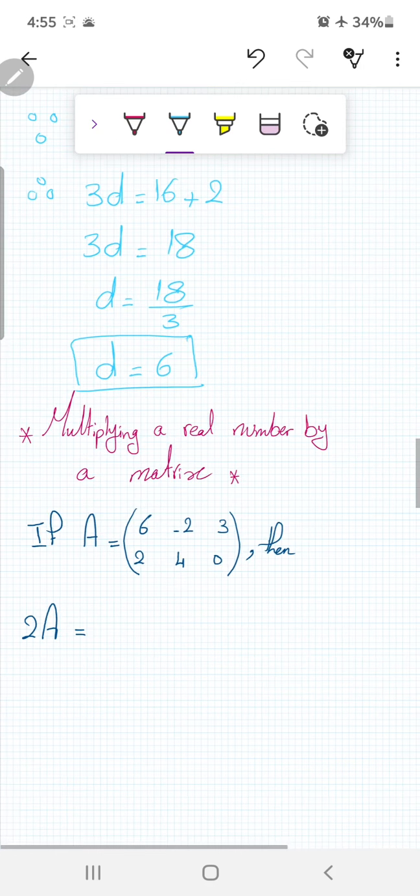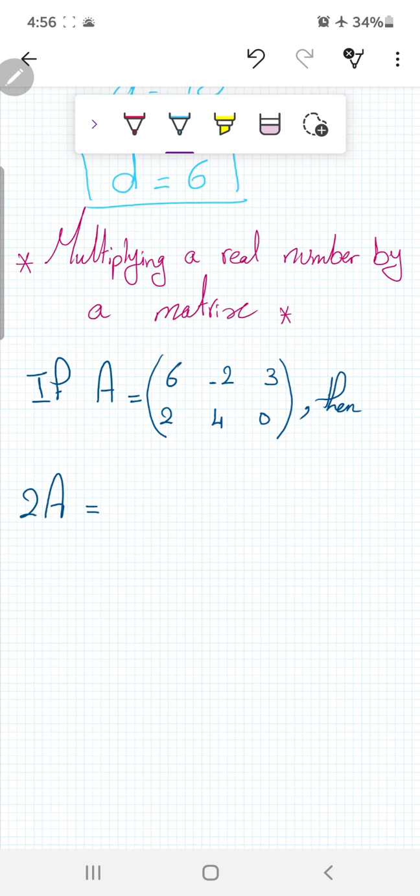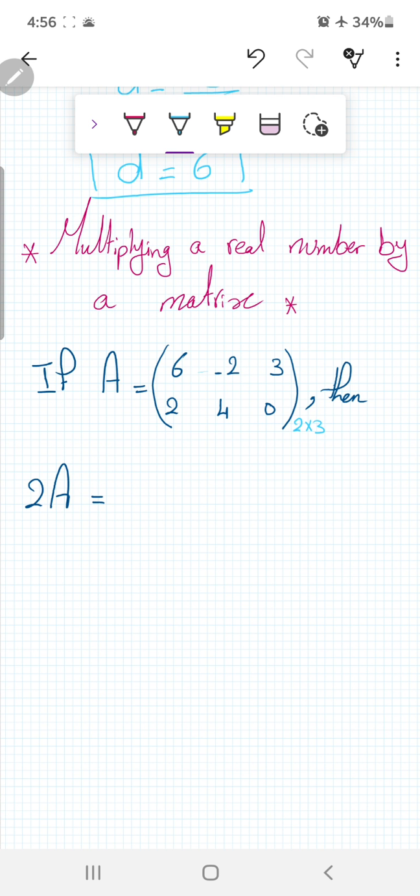Okay, another title: multiplying by a real number. If we have a matrix A, which is 6, negative 2, 3, 2, 4, 0, this matrix is of order 2 by 3, 2 rows and 3 columns. We want to get 2A. What's the meaning of 2A? 2 multiplied by the matrix A.